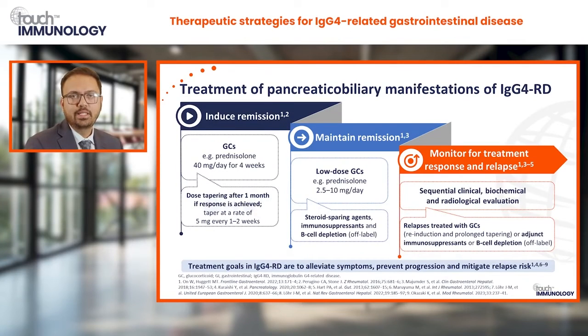So when we think about treating pancreaticobiliary manifestations of IgG4-related disease, the first line of therapy is glucocorticoids, and we'll typically use prednisone or prednisolone, depending on what's locally available. And here in the US, we'll start with a dose of 40 milligrams of prednisone once a day. We'll continue that for a period of at least 4 weeks, assess response, and then start tapering by 5 milligrams.